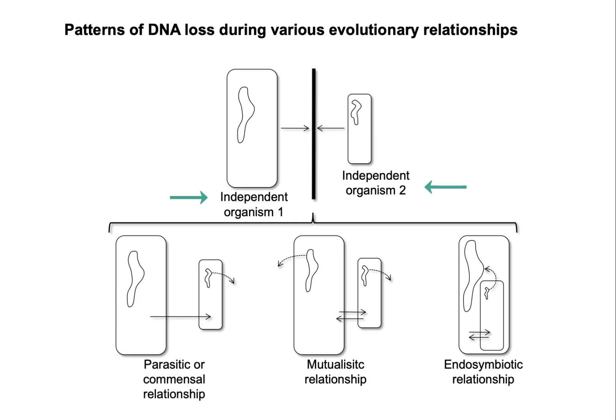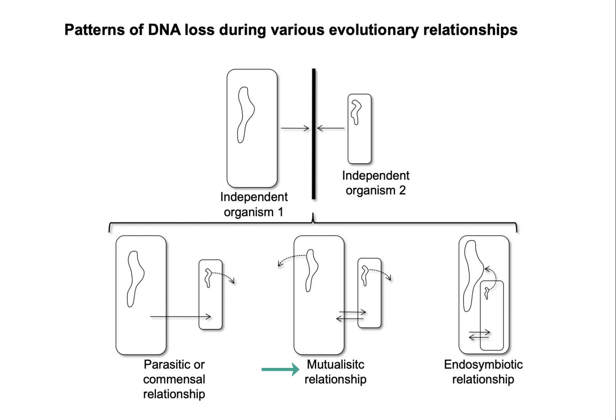So when you have independent organisms, they maintain their genomes because they need all of the genes in those genomes in order to survive. However, if you have a parasitic or commensal relationship, one of the organisms is getting part of its nutrients and requirements from the other organism, so that the genes that normally would perform those functions are no longer needed. They mutate and then eventually are lost in the genome. So those genomes tend to shrink over time.